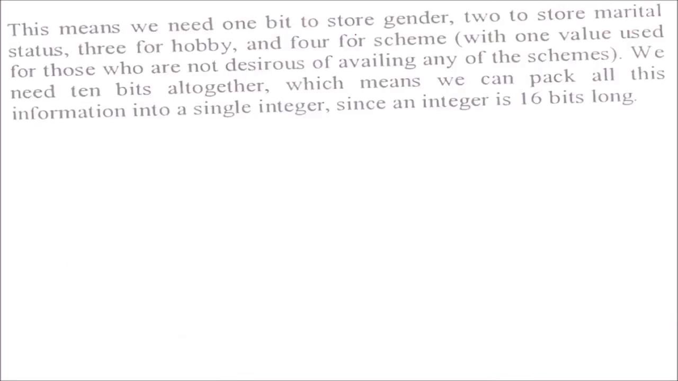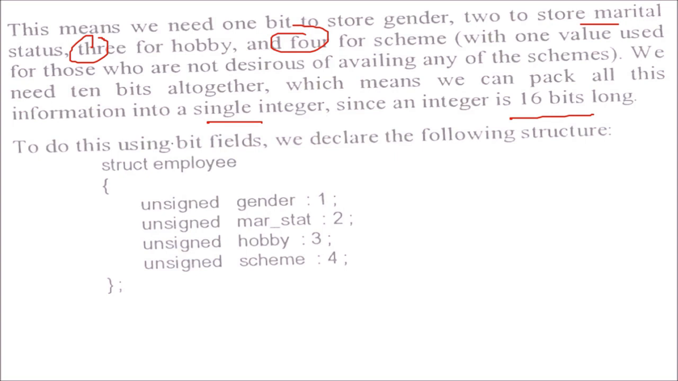This means we need 1 bit to store gender, 2 to store marital status, 3 for hobby and 4 for the scheme. Okay, so we need 10 bits altogether. If you just add them, we just need 10 bits. That means we can pack all this information into a single integer, and this integer is 16-bit long. How to do this using bit fields?